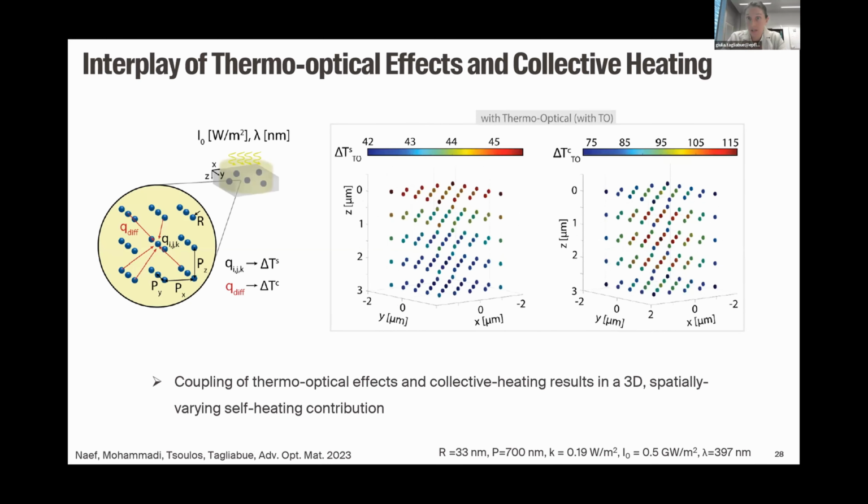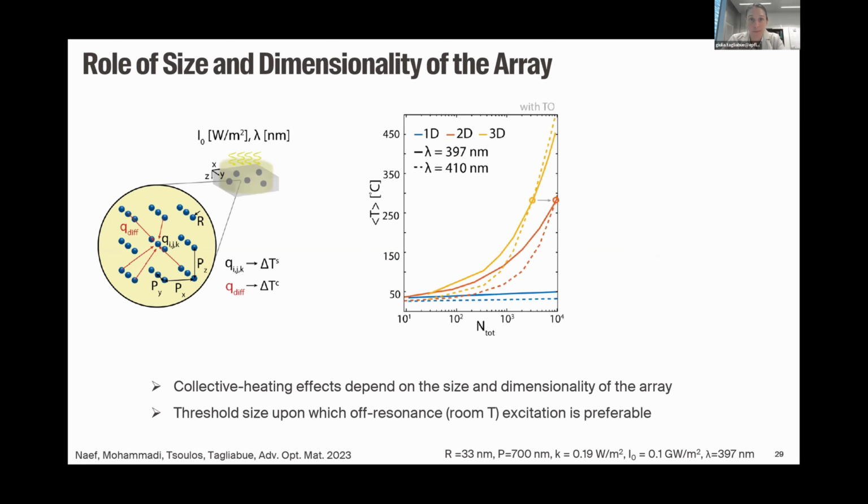When we switch on the thermo-optical effect now, and we start computing the solution with a temperature-dependent absorption cross-section, then we see that the collective part is not too much affected, but the self-heating part is. And in particular, we see that there is no longer a uniform temperature across each plane in the grid, but indeed we start imprinting back the collective heating pattern onto the self-heating pattern. So there is really this crosstalk between these two effects.